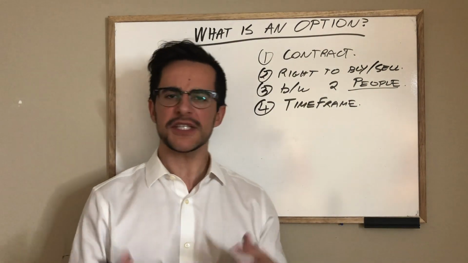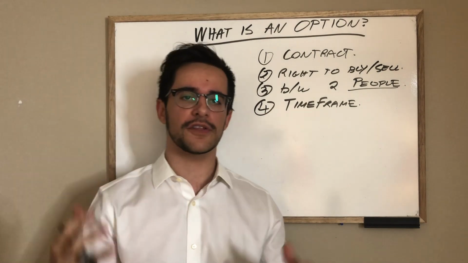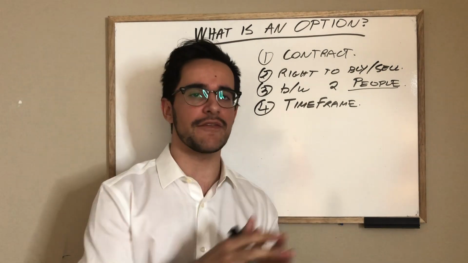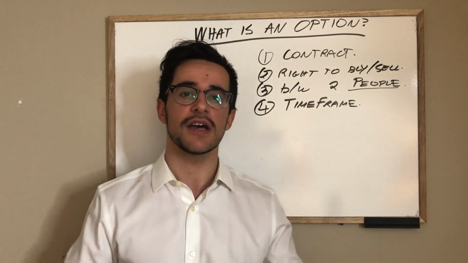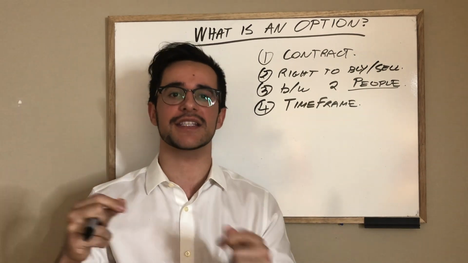Think about it. Options don't just go on forever, right? These contracts aren't in perpetuity. All of them have a time frame with them, whether it's 7 days, 30 days, 60 days. It's the amount of time remaining until that contract expires.